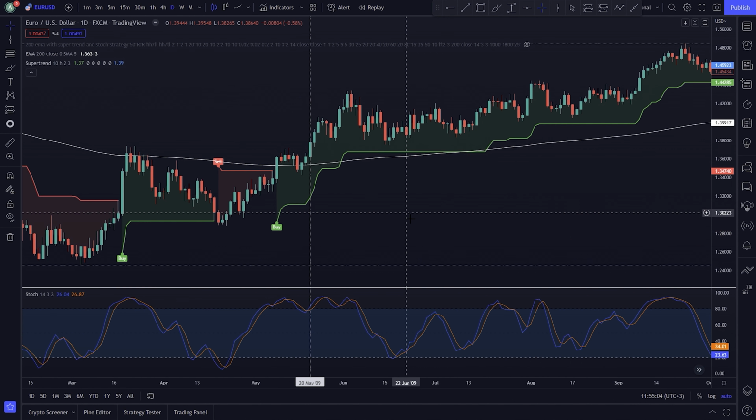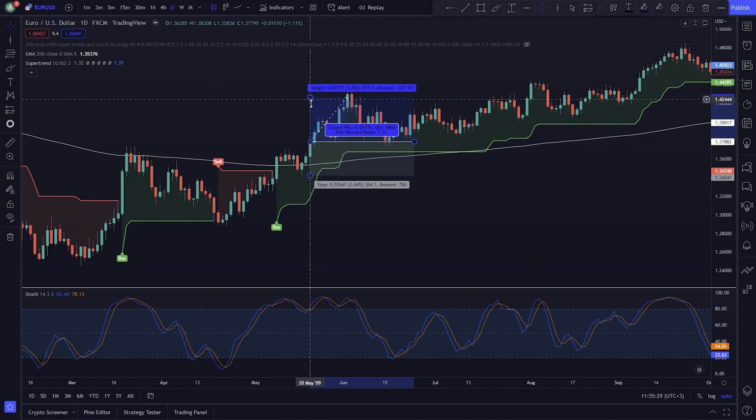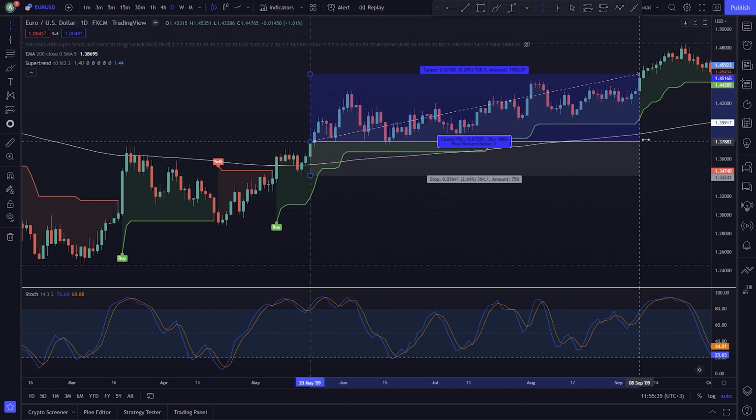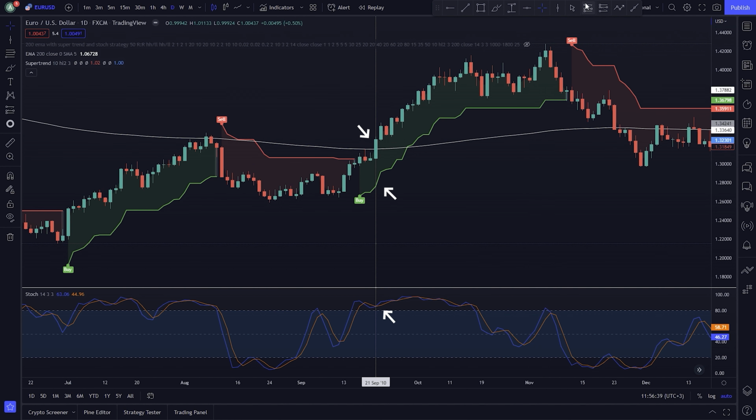For a long signal to be valid, price must be above the 200 EMA. Super trend must be green. The blue line crosses over the orange line. Now we can take a long position. Our stop loss must be under the recent swing low, and the risk to reward ratio will be 2. Here all conditions are fulfilled.